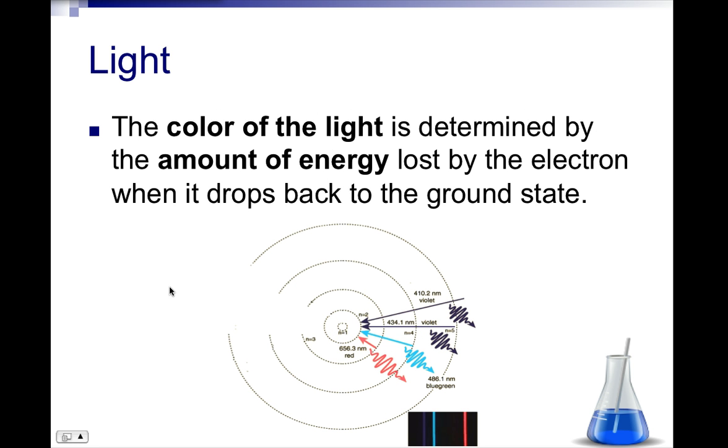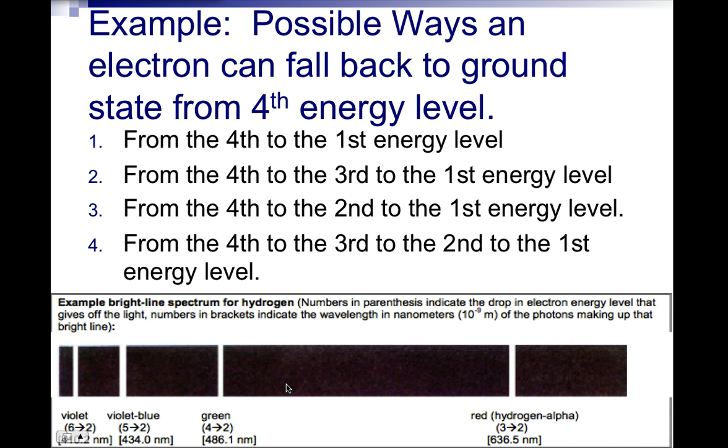The color of the light is determined by the amount of energy lost by the electron when it drops back to the lower energy state. So in an example, some possible ways an electron can fall back to ground state: if we have an electron that drops from the violet state down to the violet blue state, it will have dropped just one energy level. If a violet color would drop back down to green, that would have been two energy levels.